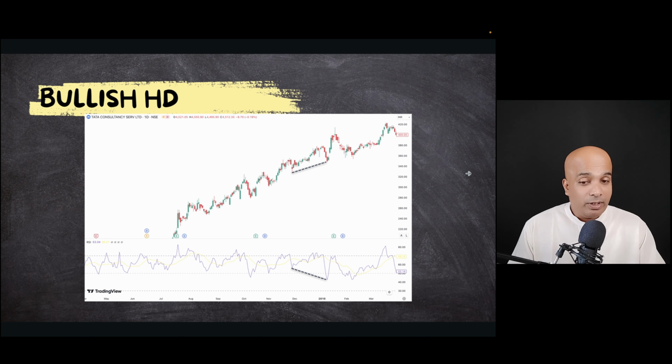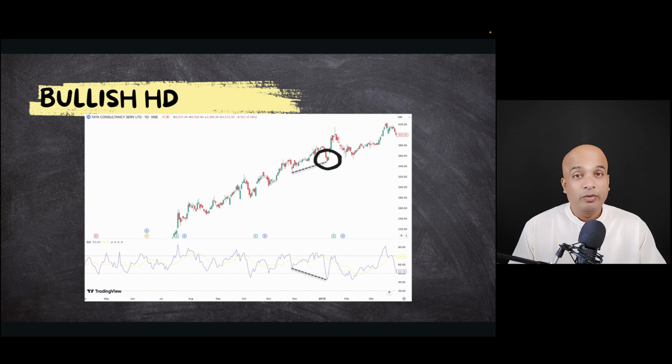Now this is one more example, friends. TCS price has made a higher low, very clear. Trend is upside, a very strong uptrend. Price has made a higher low. See, RSI made a lower low, but in this case you can also see it made a bullish harami pattern, right?